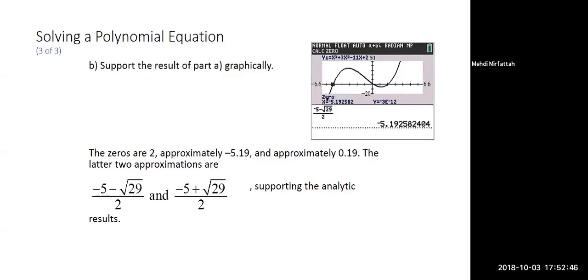So if you look at your graphing calculator, you can confirm these points of intersection as being approximately where the solution is. So minus 5 minus radical 29 over 2 and minus 5 plus radical 29 over 2. If you use your calculator, you can see that would be the values around minus 5.19 and 0.19. And that's exactly what your calculator shows as the x-intercepts.